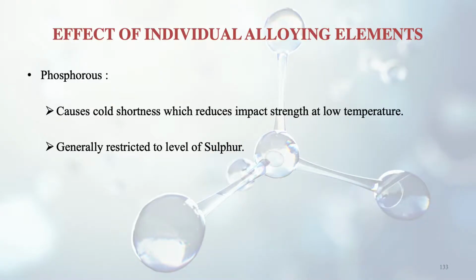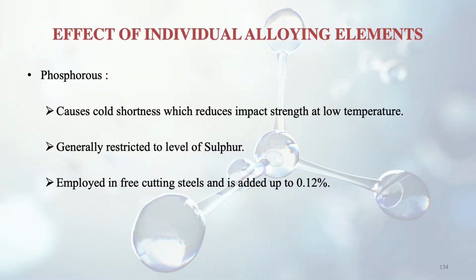It is also restricted to the same level as that of sulfur, 0.05 or 0.025. And again, for free cutting steels, it can be added up to 0.12, like in the case of sulfur. But it gives improved resistance to corrosion. It does give this one positive thing about phosphorus.